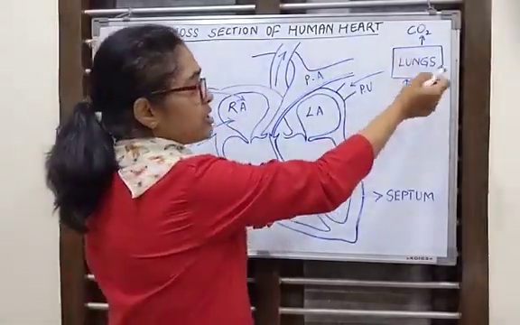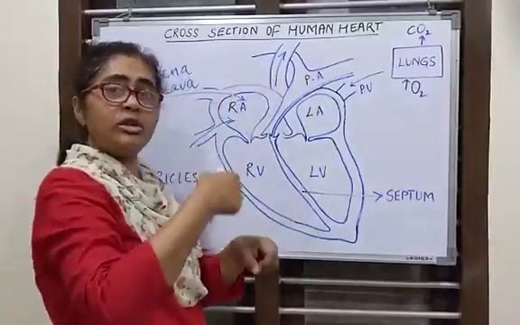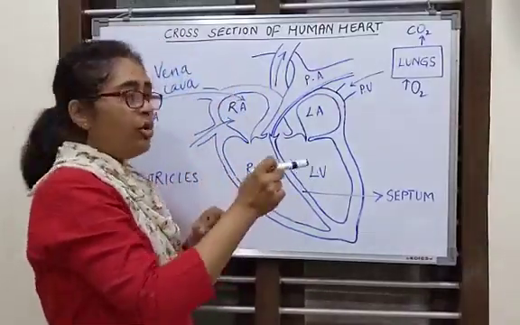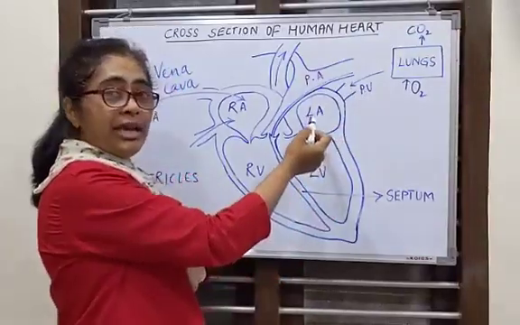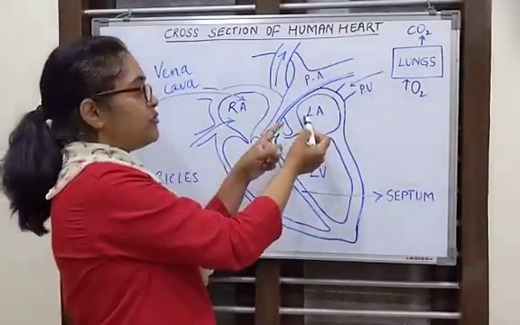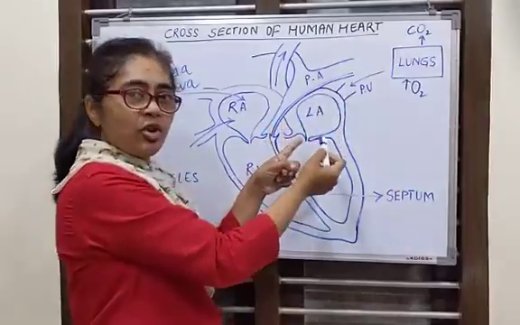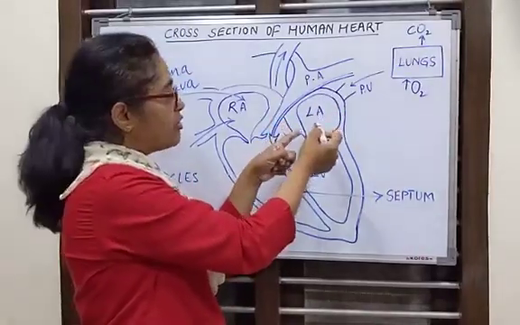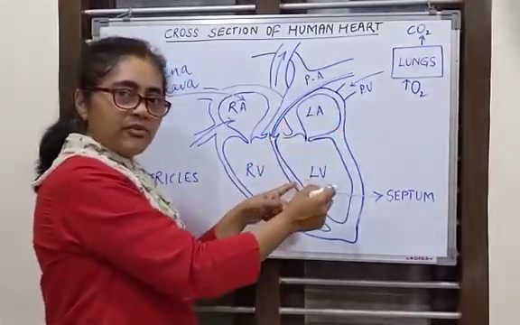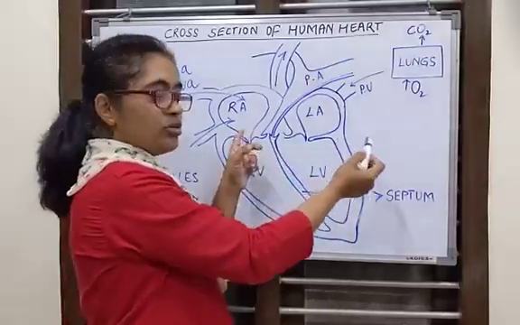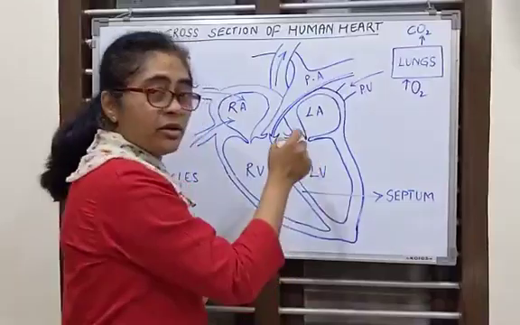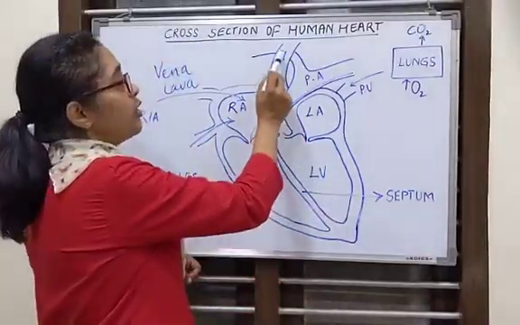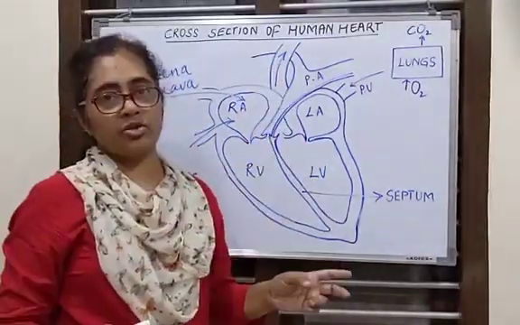Now, this oxygenated blood needs to reach all the parts of the body. So, this blood is sent through the pulmonary veins into the left atrium. Now, the left atrium expands and receives this oxygenated blood and then contracts to pump it down into the left ventricle. The left ventricle also expands to receive this and then contracts to pump the oxygenated blood through the aorta into all the parts of the body.